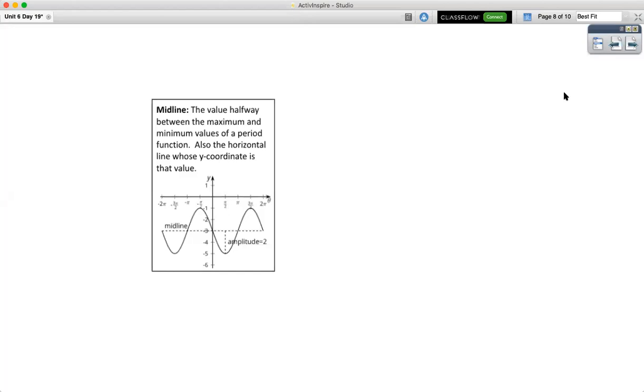So to summarize, what did we look at? We looked at the midline and the amplitude. The midline is the value halfway between the maximum and the minimum values of a periodic function. It's also the horizontal line whose y-coordinate is that value. It really does help to draw in that dashed line to show where the midline is. If you do that, you can figure out where your amplitude is a lot quicker.